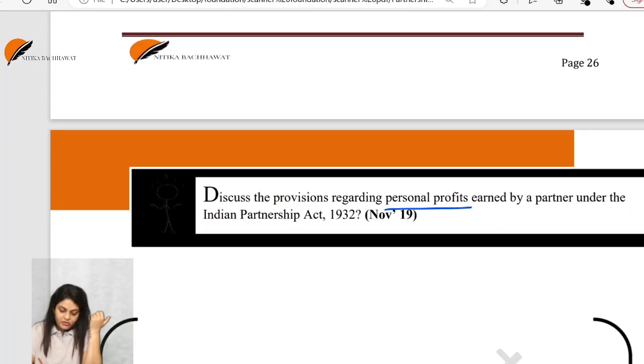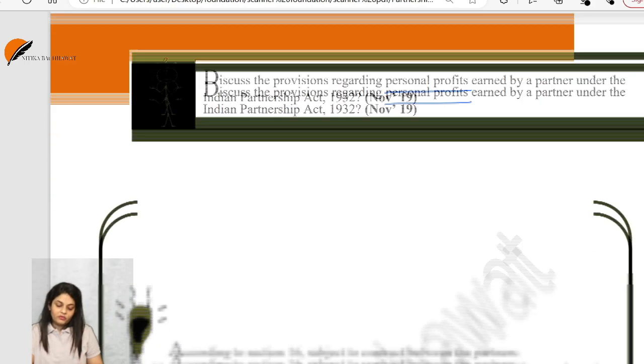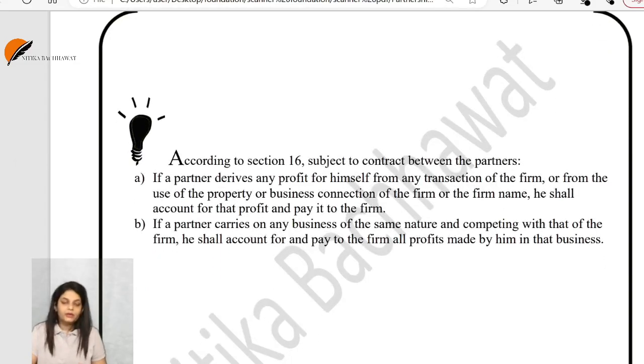Discuss the provisions regarding personal profits. So here we have 3 things. If a partner earns any personal profits from any transactions of the firm, or by using the name or assets of the firm, or by carrying on any business which is competing with that of the firm, he has to give a part of the profits to the other partners.